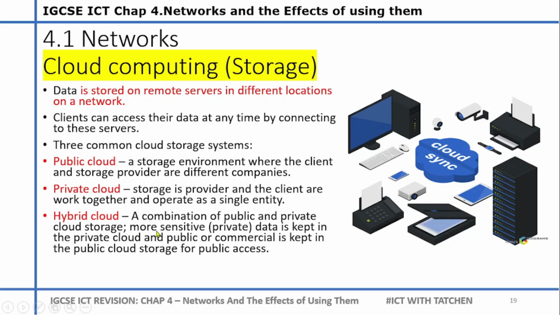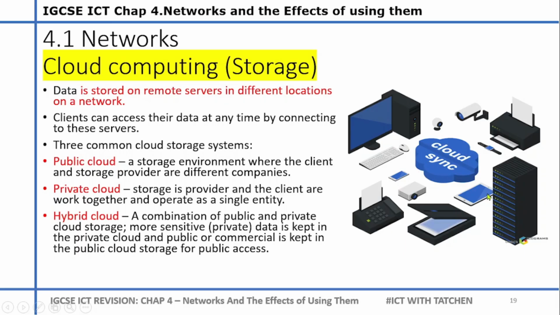And then we have the problem that more sensitive, private data is kept in the private cloud, and public or commercial data is kept in the public cloud storage for public access. So when you have a hybrid cloud, you have two main parts: the private section and the public section, where sensitive and private data is kept in the private cloud, while commercial data, which can be accessed by the general public, is kept in the public cloud.